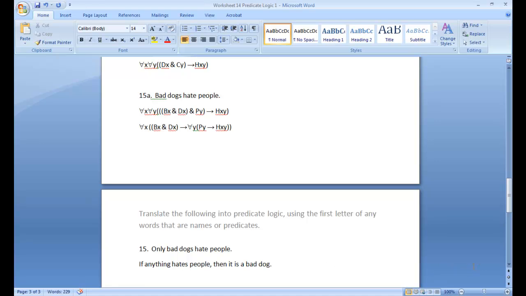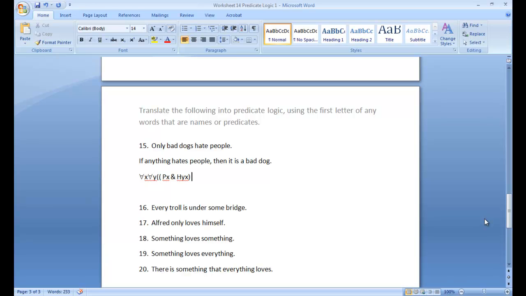So again, we're going to have the two quantifiers for all x and for all y. And then we can say if x is a person and it's hated by y, so for all x and for all y, if x is a person and y hates x, then what do you know? Well, you know that's a bad dog. So that means that y is the one that's hating x in this case. So that means that we know that y is a dog and that y is bad. So for all x and for all y, if x is a person and y hates that person x, then y is a dog and y is bad.